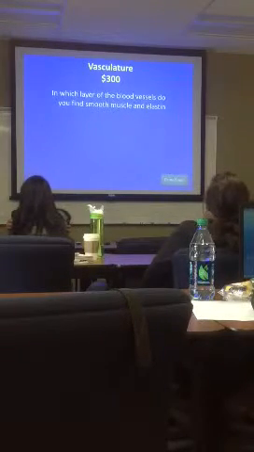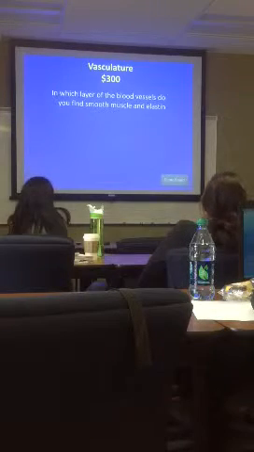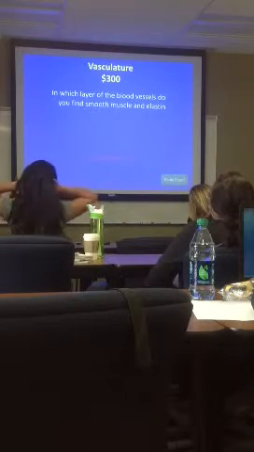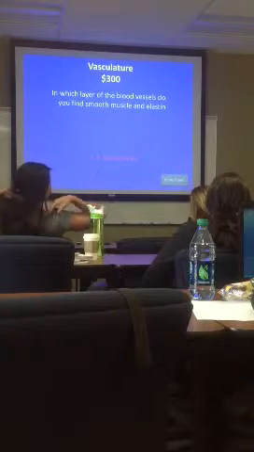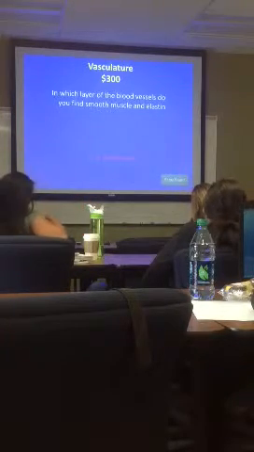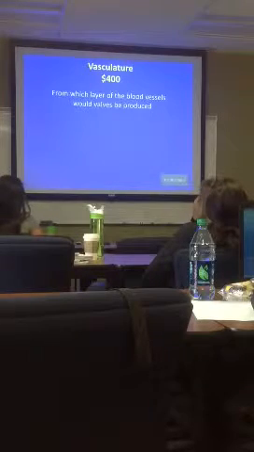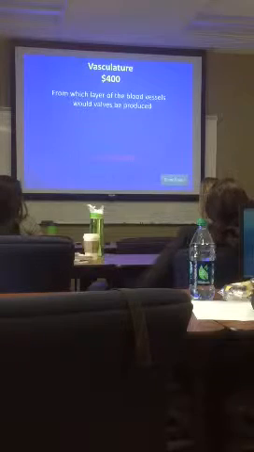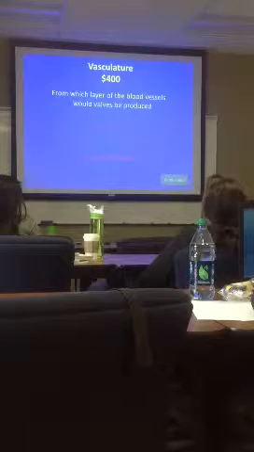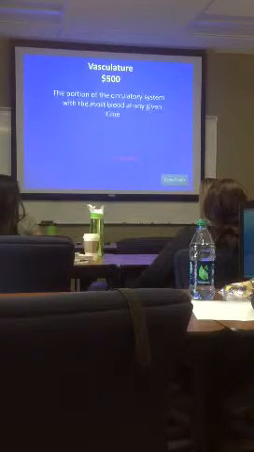In which layer of blood vessels do you find smooth muscle and elastin? Media. How are these different in arteries and veins? They're going to be thicker in arteries. In which layer would you find valves? They're made by the tunica intima. What is the other major role of the tunica intima? To remain smooth so that you don't get clogged.